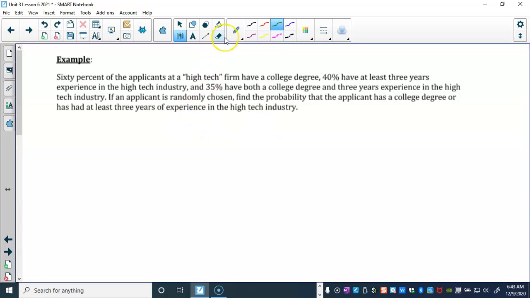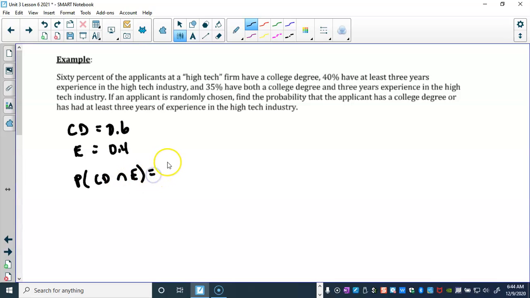All right, another example. 60% of the applicants at a high-tech firm have a college degree. So we're going to say CD, and we're going to say that it's 0.6. 40% have at least 3 years of experience. So we're going to say E is 0.4. And 35% have both. So I'm just taking what's given in the problem.